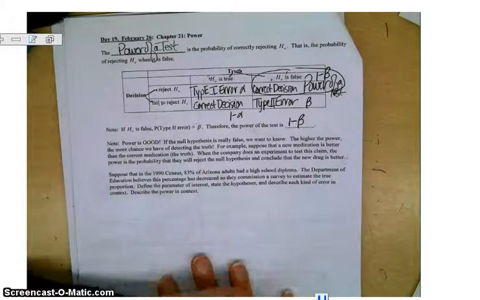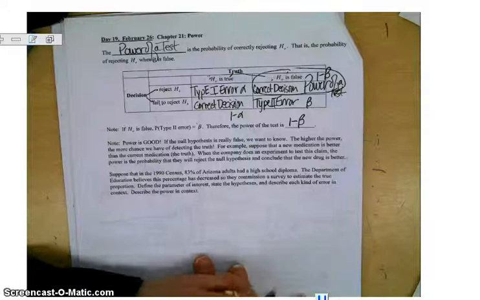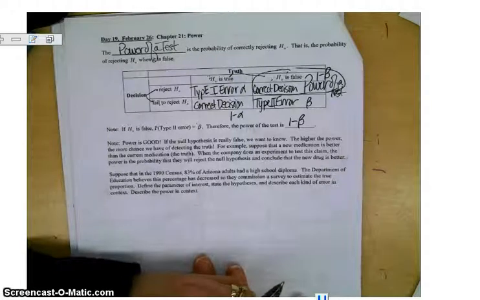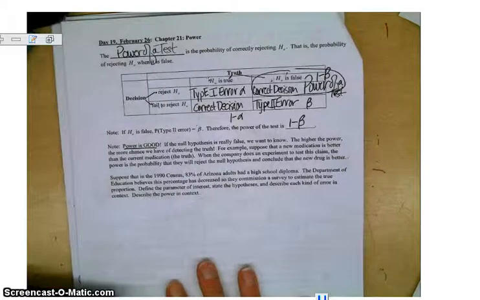Yes? Is failing to reject the null when it's true, is that the power of a test also? No, that is just the correct decision. It is not the power of a test. The only thing that's the power of a test is correctly rejecting the null. All right, so power is good. You want more power, okay?